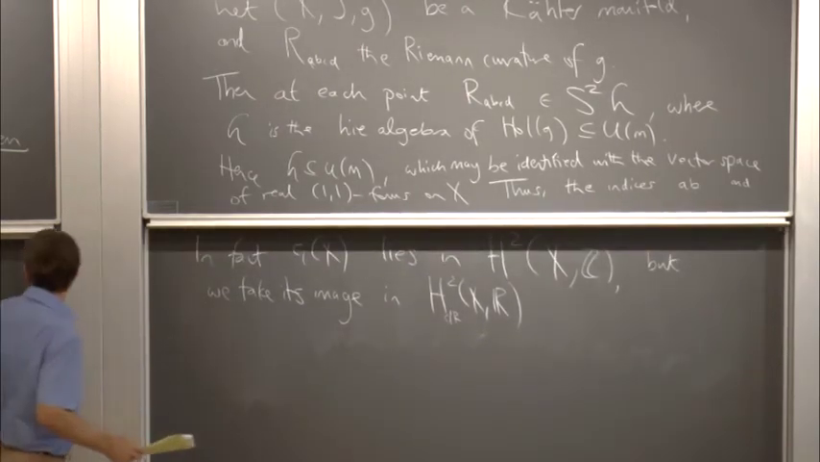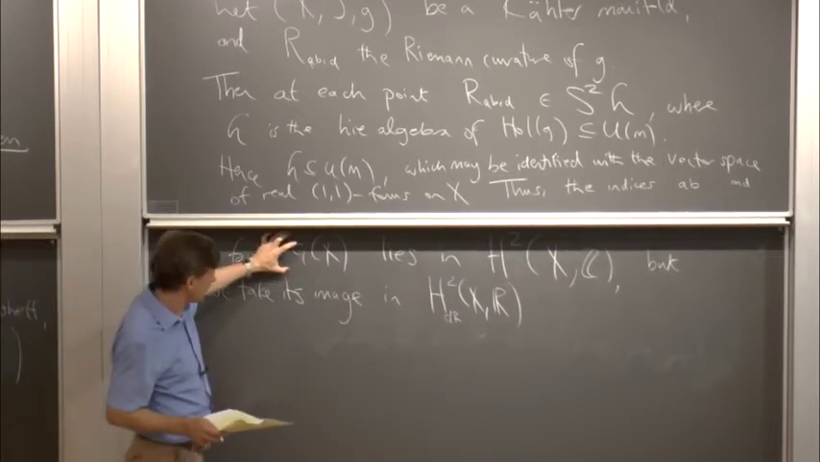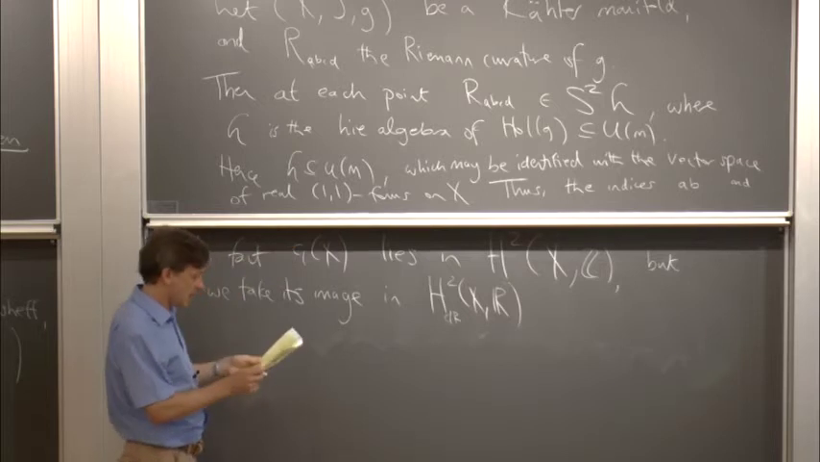So the cohomology class of the Ricci form doesn't depend upon the cohomology class of the Kähler form. It depends only on the complex manifold X and J in some topological way.